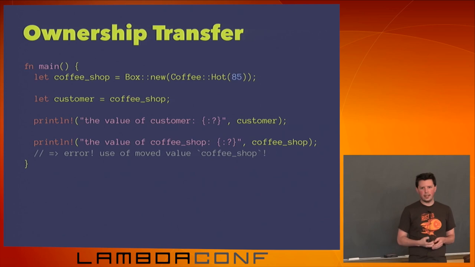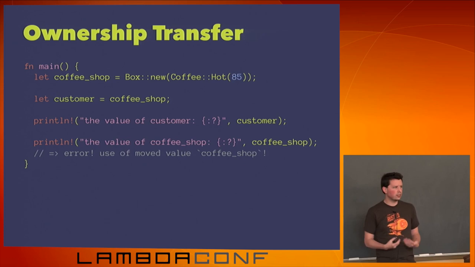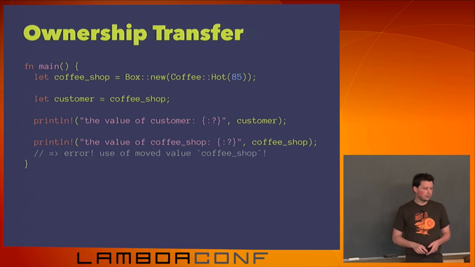This prevents any aliasing errors or any use after free errors, because we know that the new owner is the one responsible for it, which means that if we're still trying to use the old owner, we're probably making some sort of mistake. So let's just catch that early. We'll catch that before we actually run anything. It'll be a compile time error instead.